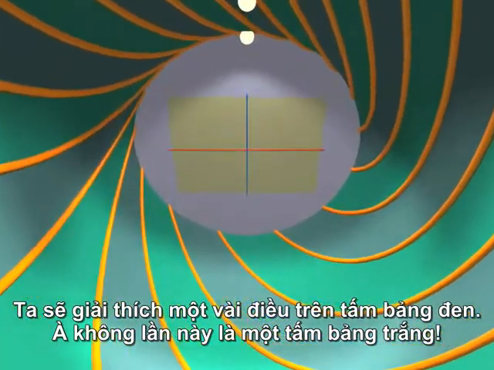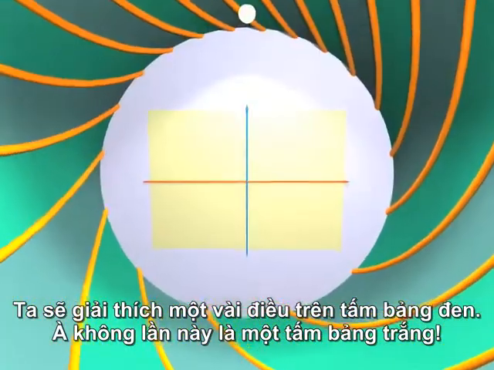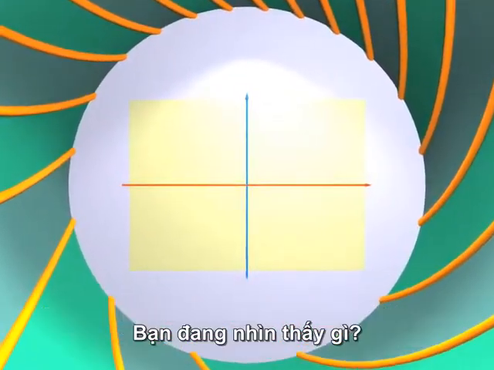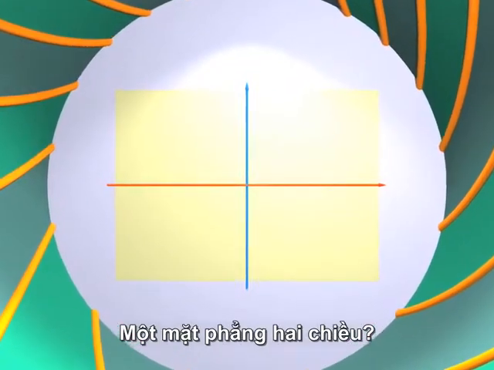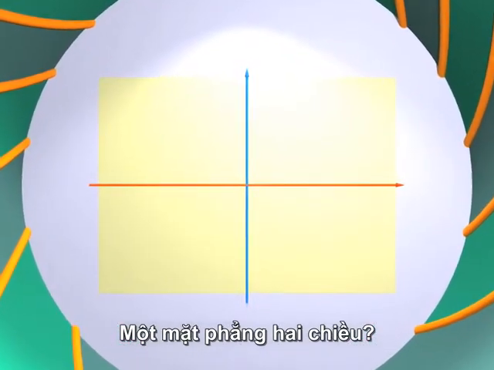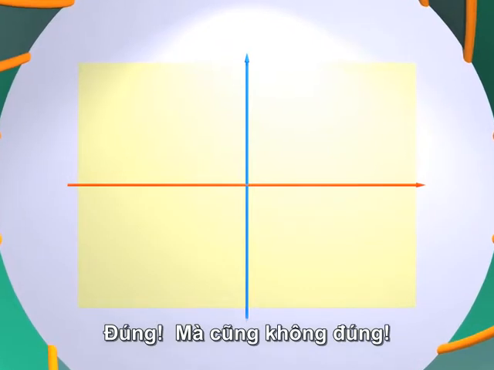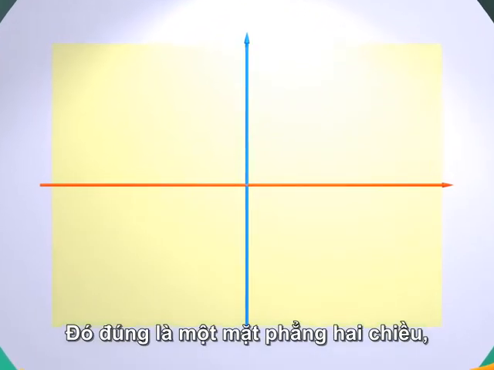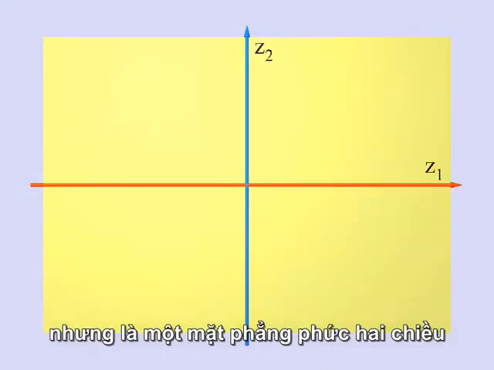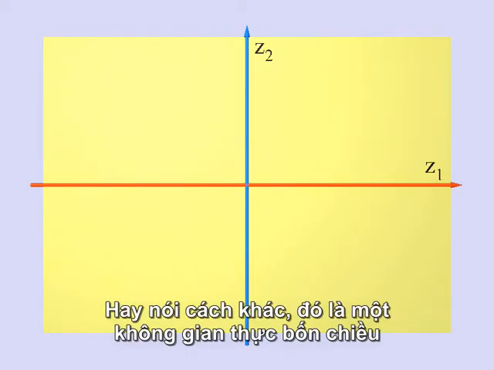Let's begin with some explanations on a blackboard. Well, a whiteboard this time. What do you see? A two-dimensional plane? Well, yes and no. This is indeed a two-dimensional plane, but it is a plane of complex dimension 2, or in other words, a space with real dimension 4.